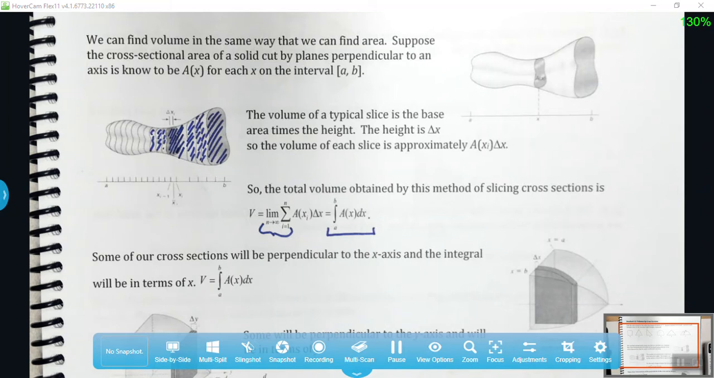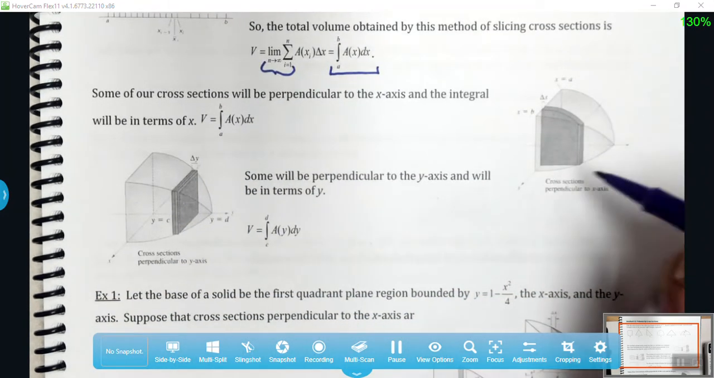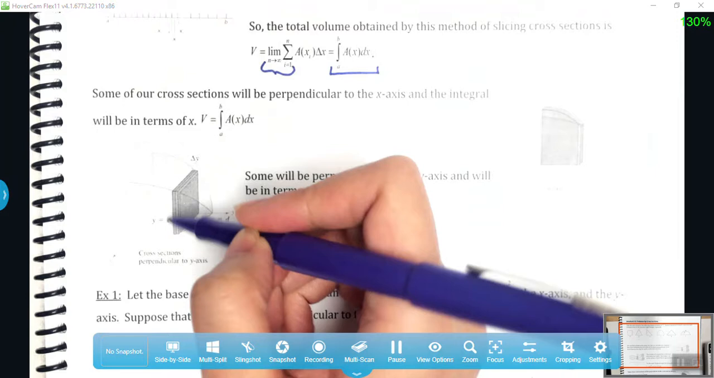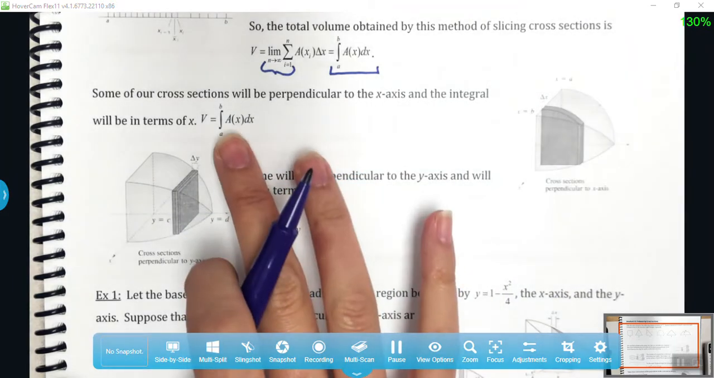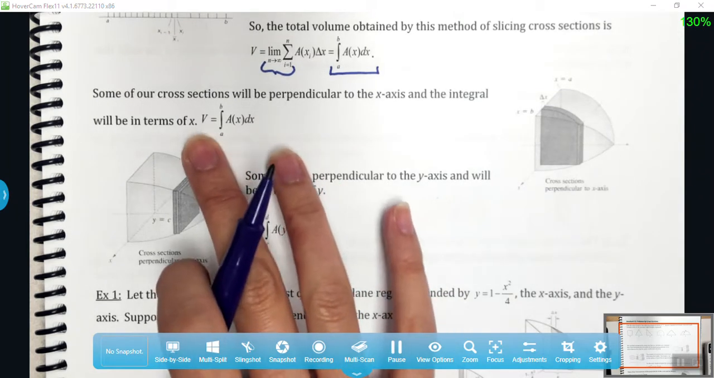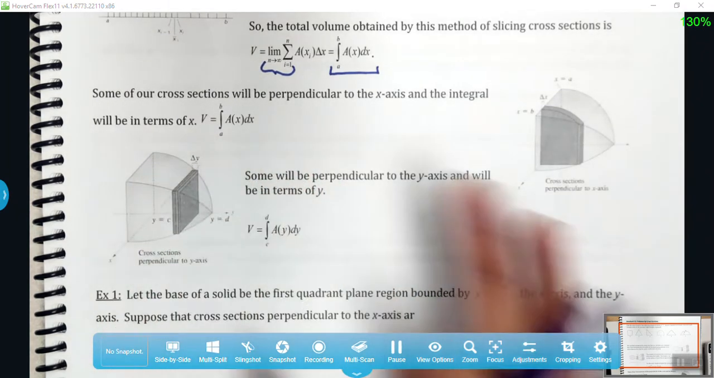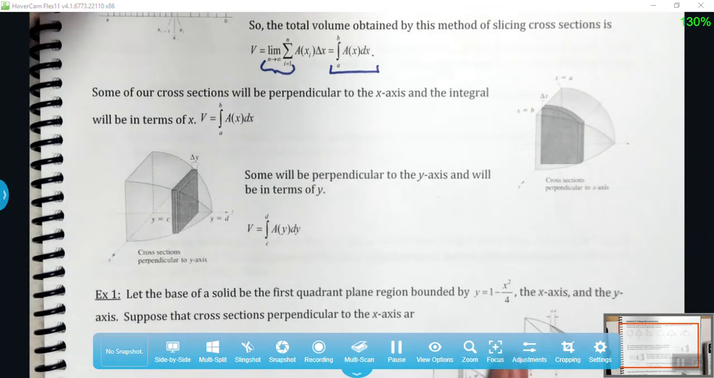Okay. So what we do is we start with a base, and sometimes you're going to do it with respect to y, and sometimes with respect to x. Okay, and then you integrate it. You find the area of a cross section, and then you integrate it, and then you'll get volume of the region. Got it? All right, let's do an example.